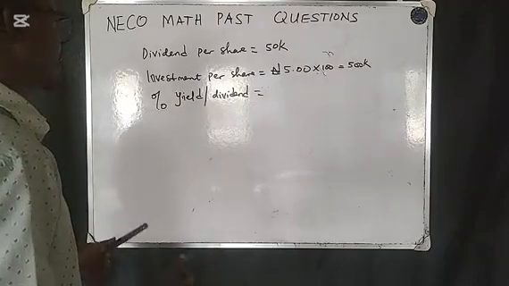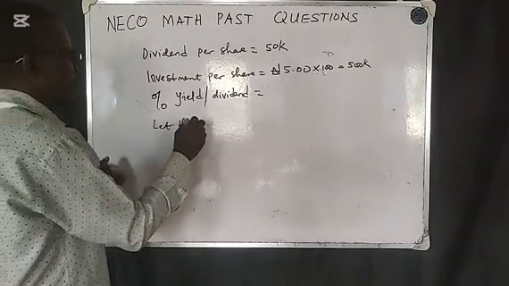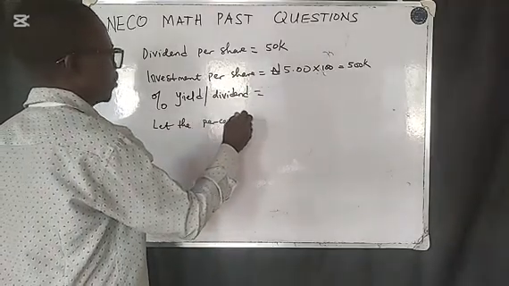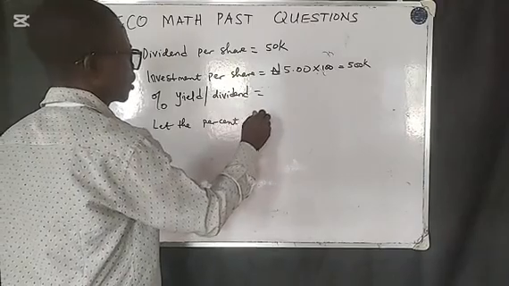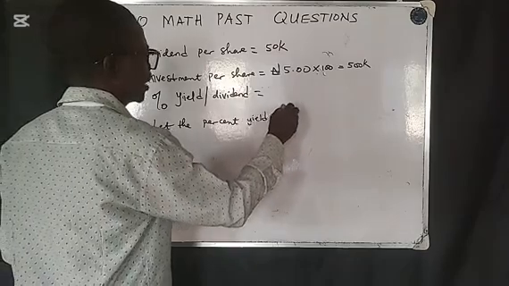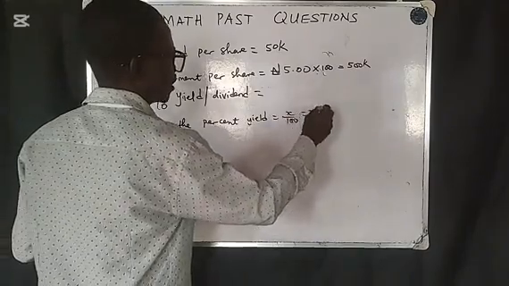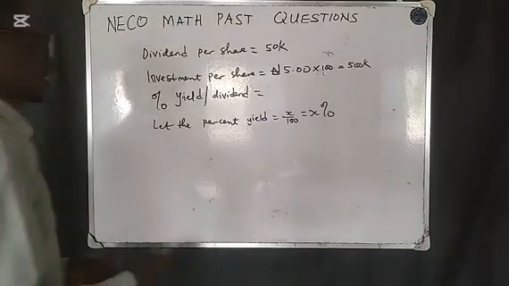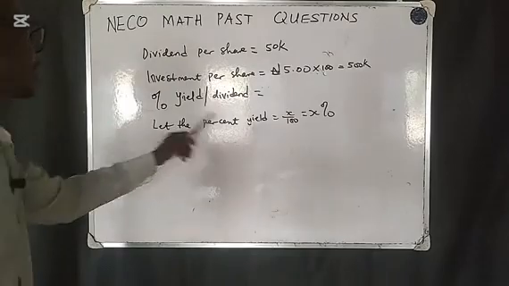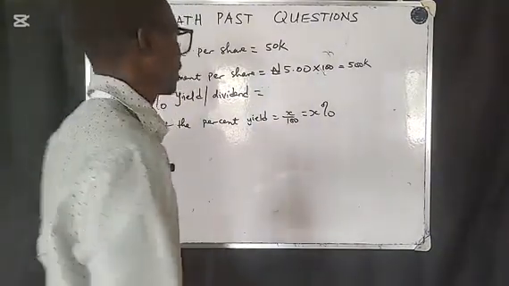We don't know the percentage yield. So we can say, let the percentage yield equal X percent. Let the percentage yield equal X percent. What is the percentage? We don't know it. So let the percentage yield equal X percent.